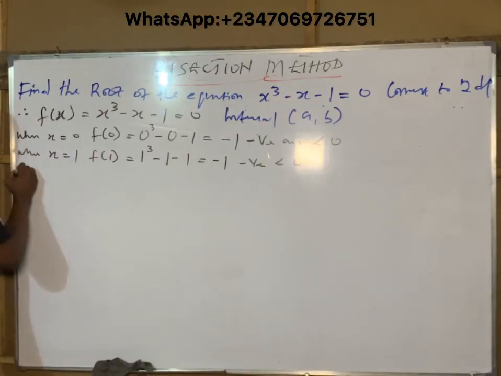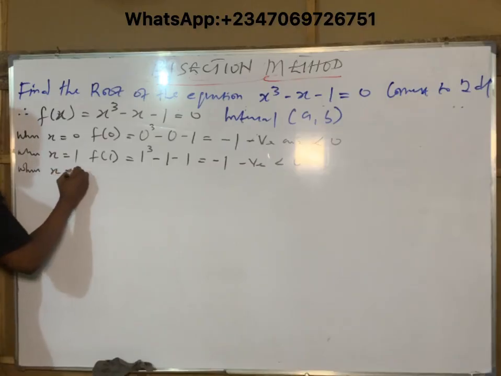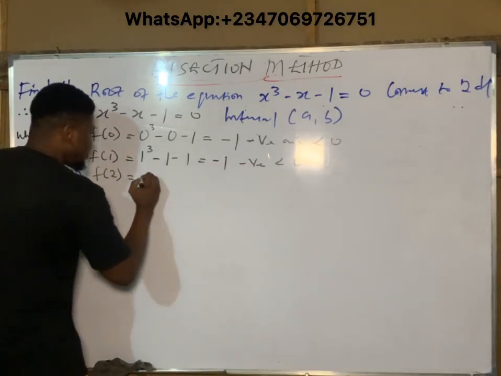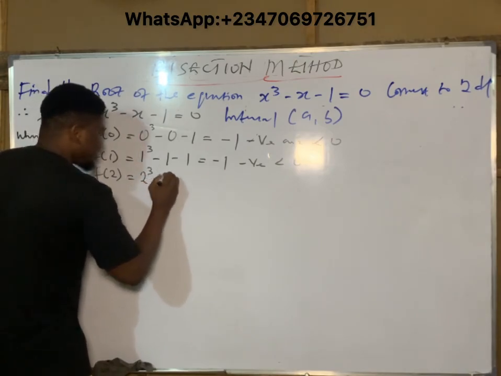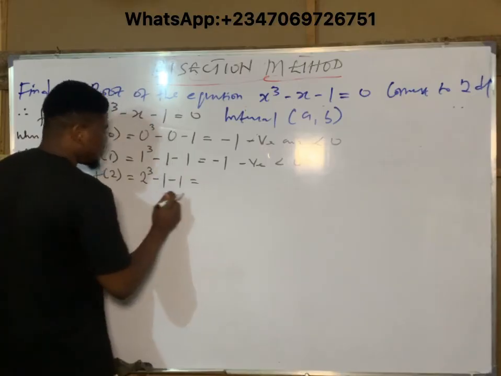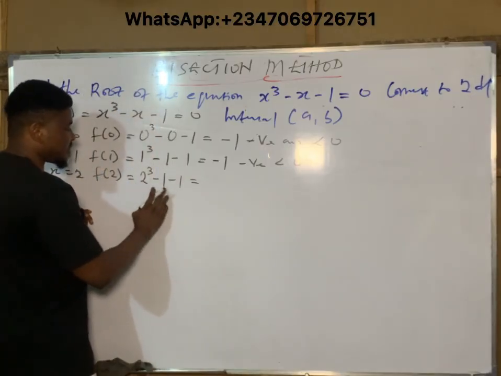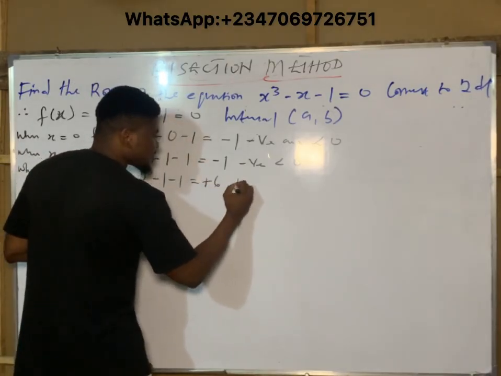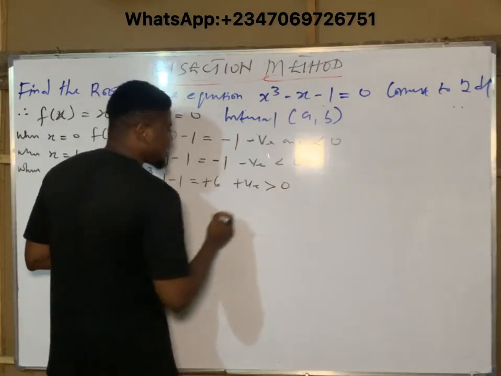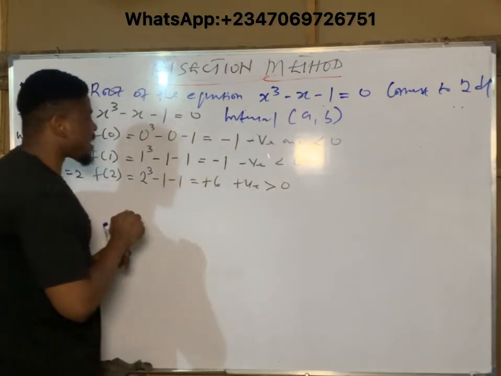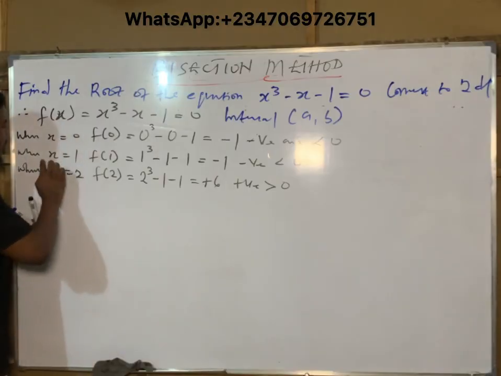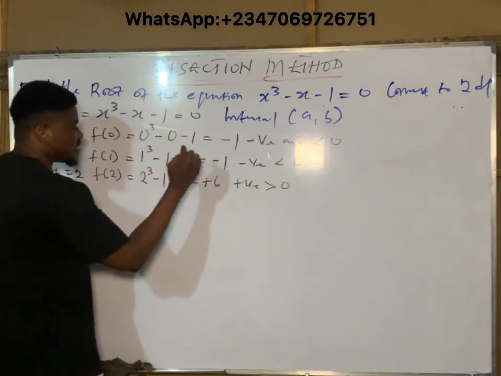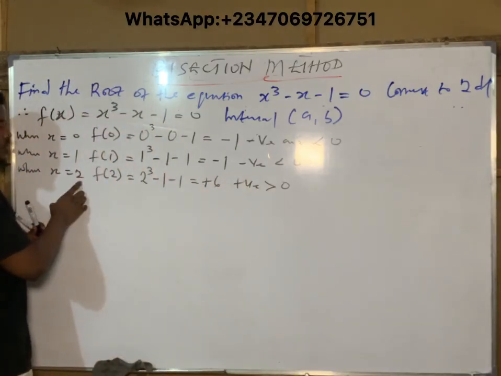Now we consider when x is equal to 2. So our f of 2 becomes 2 to the power of 3 minus 2 minus 1. 2 to the power of 3 is 8, 8 minus 2 is 6, 6 minus 1 is 5. So this is positive, and it is greater than 0. So since now we have a value that when we plugged in x as 1, the function was negative, and it changed directly into positive when we considered x to be equal to 2.